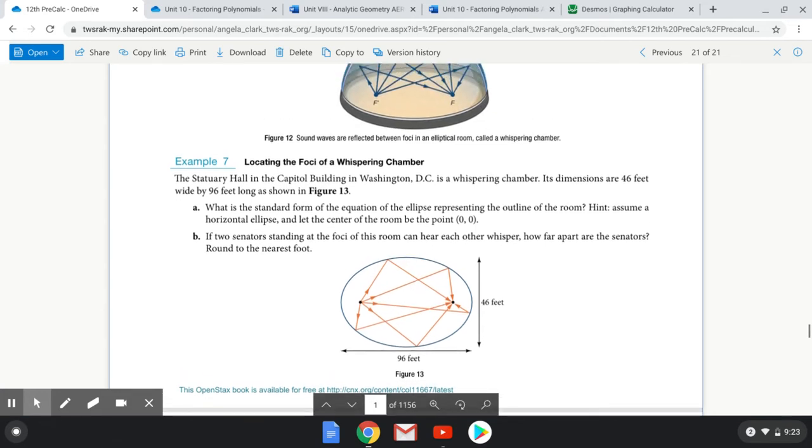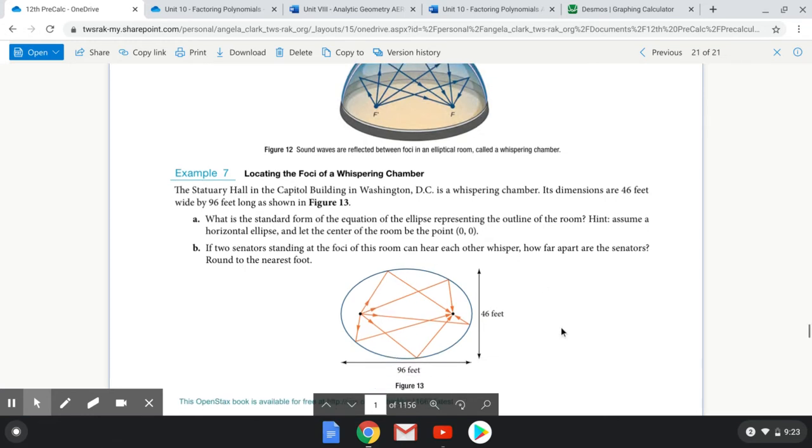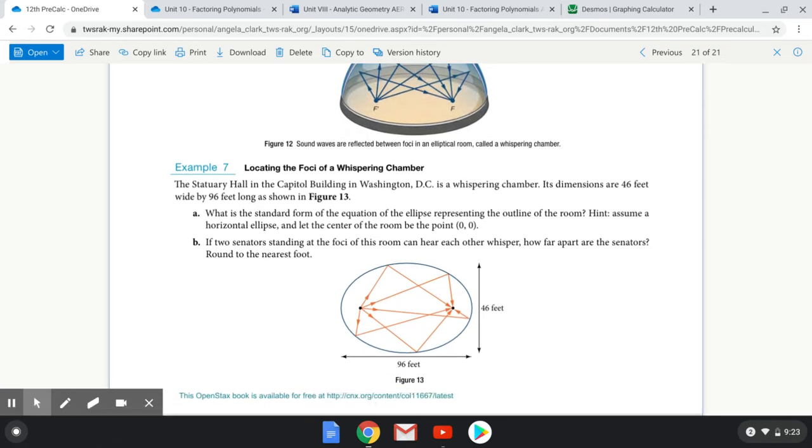And so this is a pretty nice picture of what I was talking about in the first video: sound waves going through the foci and bouncing off. I mean, it wouldn't have to be sound waves. It could be a ping pong ball. I don't know. Anyway, that's the idea in 3 dimensions, and here's another picture of it in 2 dimensions. So anyway, let's go ahead and look at this problem.